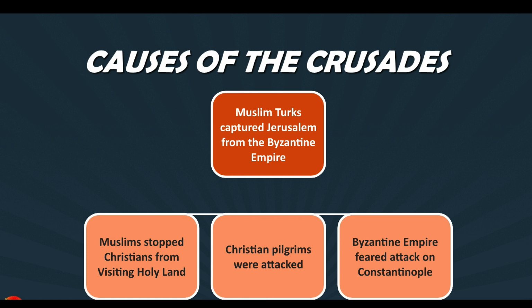Okay, so in summary, the causes of the Crusades: Muslim Turks captured the city of Jerusalem from the Byzantine Empire. It was under Christian control, but then Christians lost that territory. Muslims stopped letting Christians visit the Holy Land, and Christian pilgrims were attacked. Because of the growing power of Islamic empires, the Byzantine Empire feared that an attack would be coming. So they wanted to prevent that, weaken the Arab empires, and take back the Holy Land for themselves.